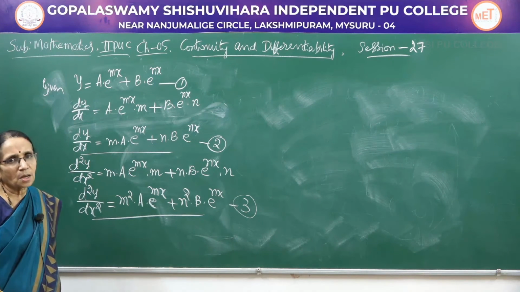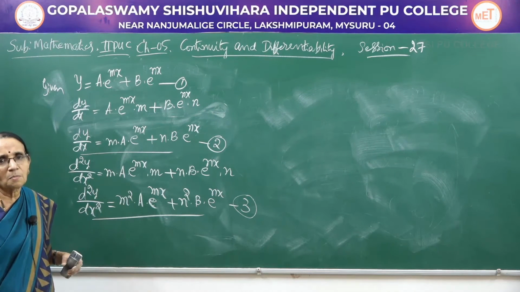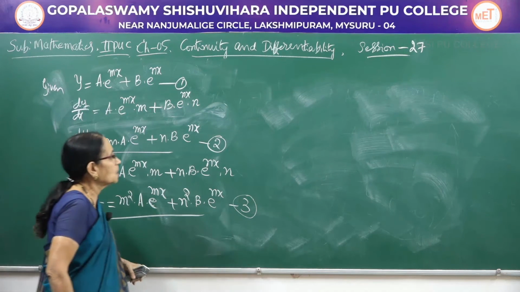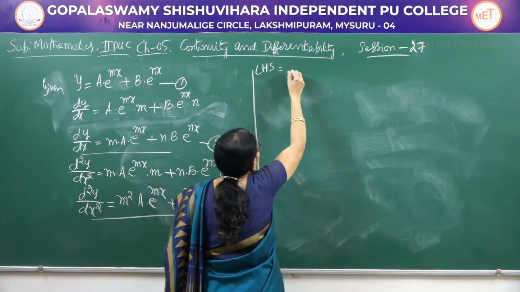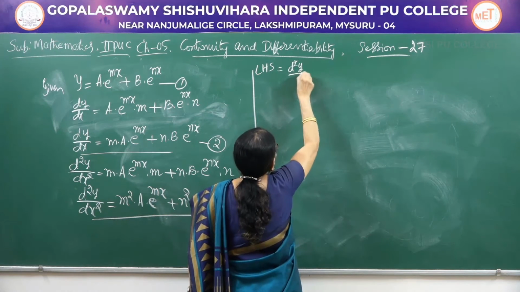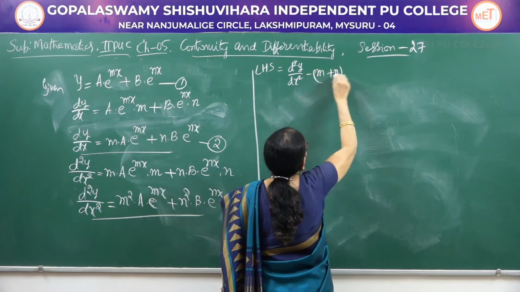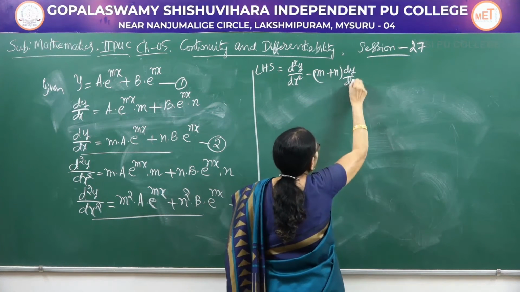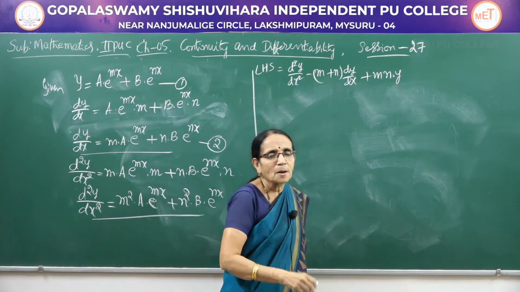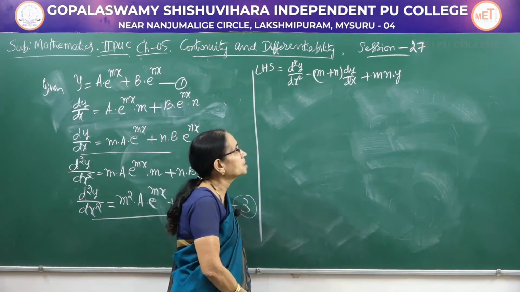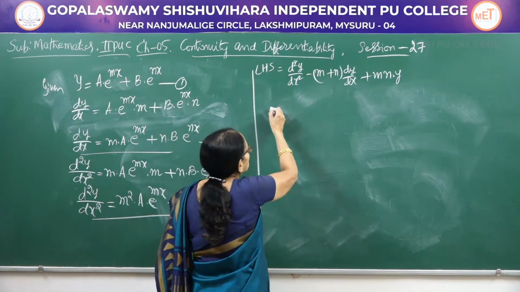So y means it's the given function, result 2 means the first derivative, and result 3 means the second derivative. Now let us start from the left hand side of the given result. What does it ask? d square y by dx square minus (m plus n) into dy by dx plus m into n into y. This is the left hand side. We have calculated the values of all the three quantities which are required: y, dy by dx and d square y by dx square.